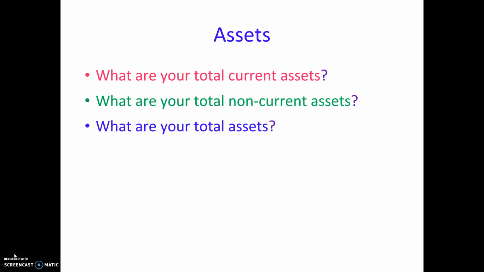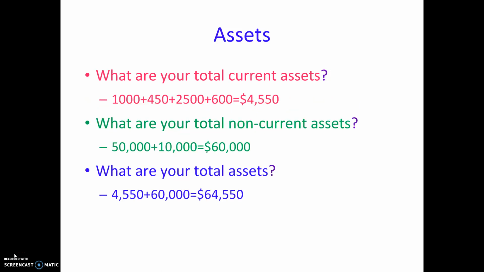Alright, so what are your total current assets? What are your total non-current assets? And then what are your total assets with the two of those combined? So total current assets, we're going to take all of our current assets and add them together. So 1,000 plus 450 plus 2,500 plus 600 is $4,550. And then as far as total non-current, you've got land worth $50,000 and then your truck and tractor worth $10,000. You've got $60,000 in total non-current assets. So your total assets combined are going to be $64,550 once you add those two values together.